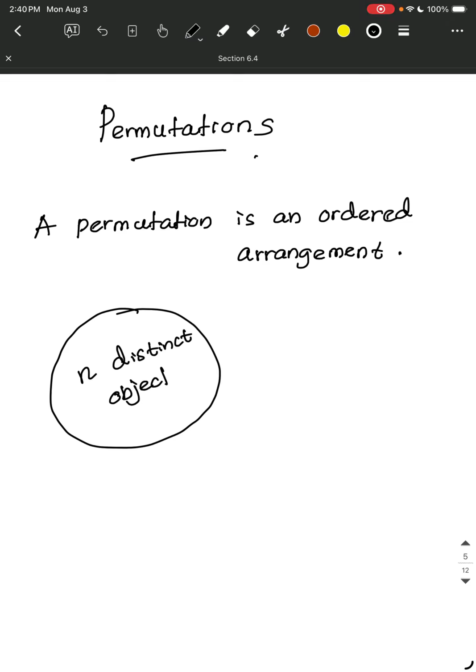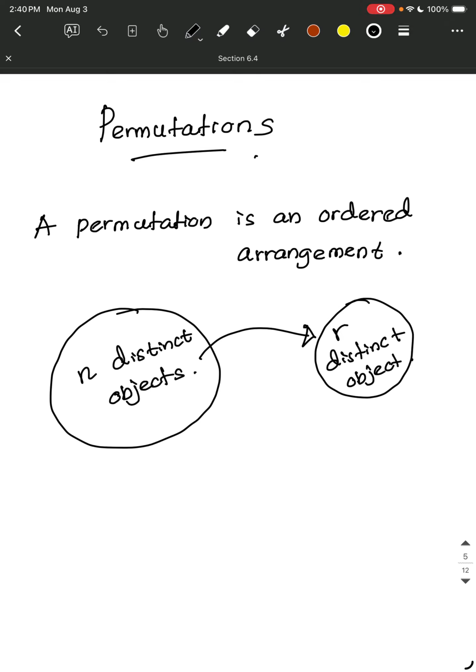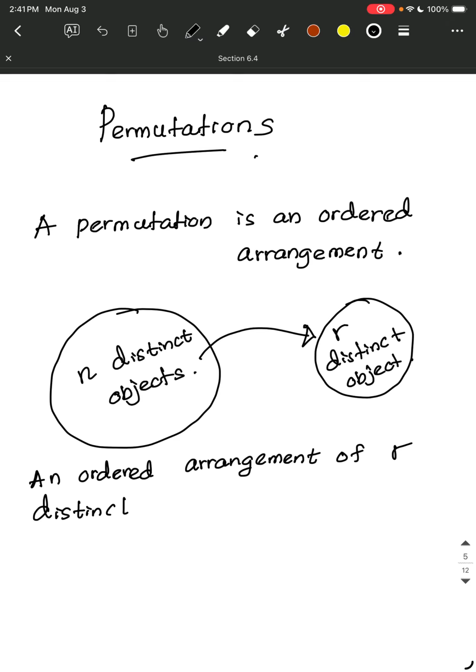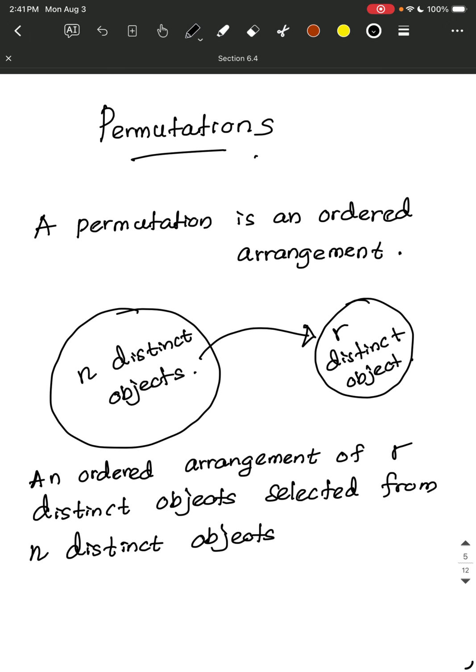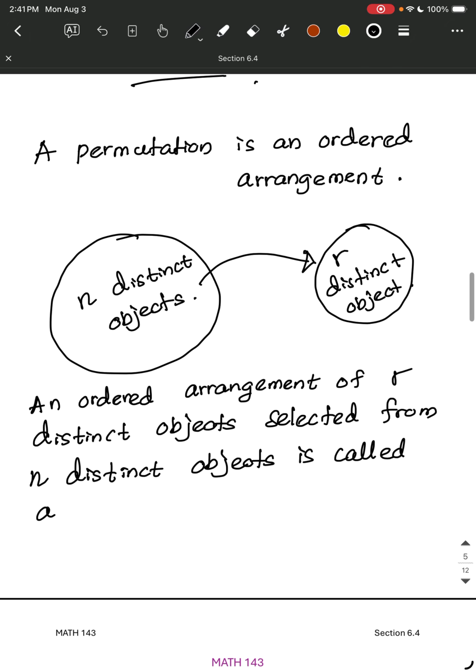We select r distinct objects. So, an ordered arrangement of r distinct objects selected from n distinct objects is called a permutation. Again, for permutations, the order matters.